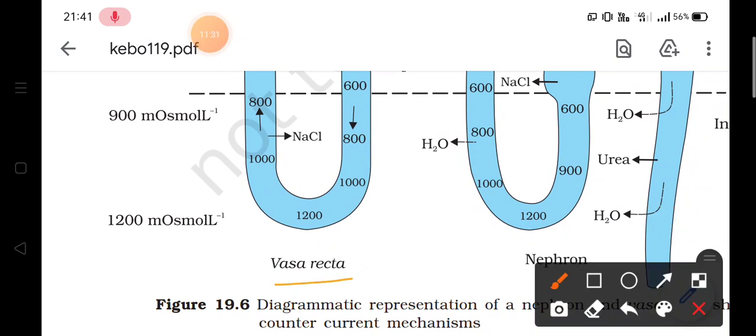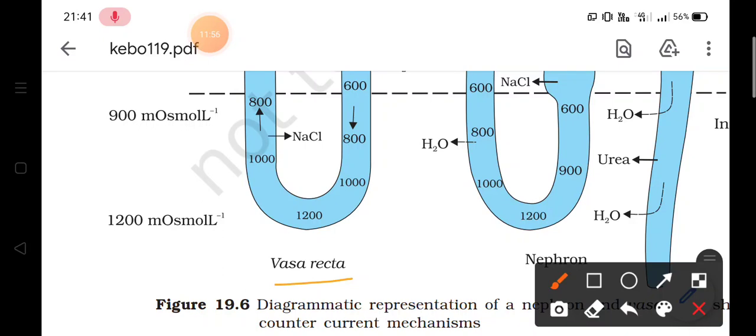Sodium chloride is transported by the ascending limb of Henle's loop, and it is exchanged with the descending limb of vasa recta. So there is Henle's loop and the descending limb of vasa recta. One has an ascending limb and the other has a descending limb, and what are both of them doing? They are transporting and exchanging NaCl.